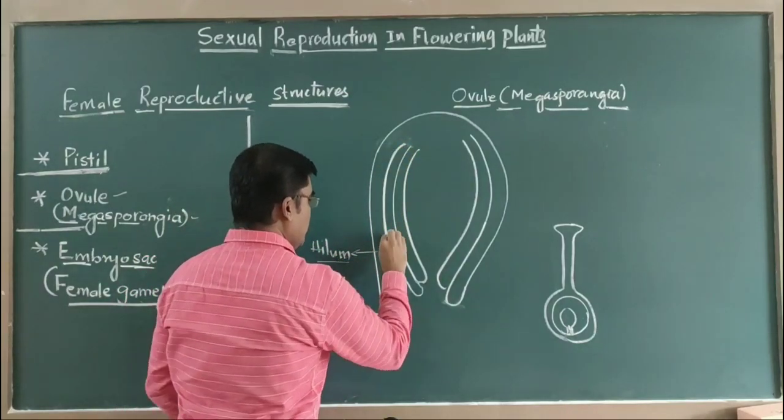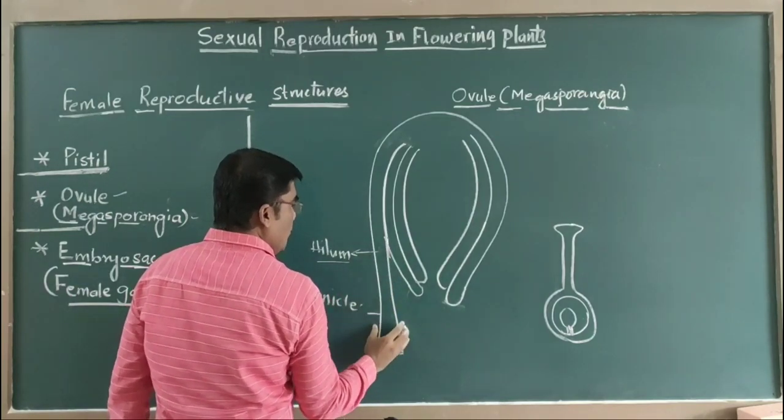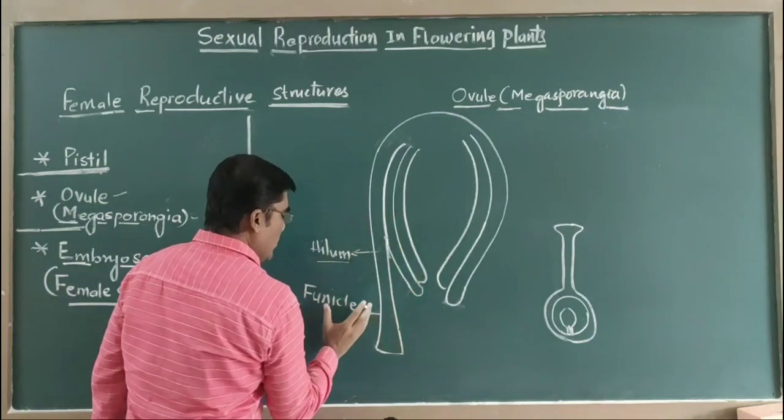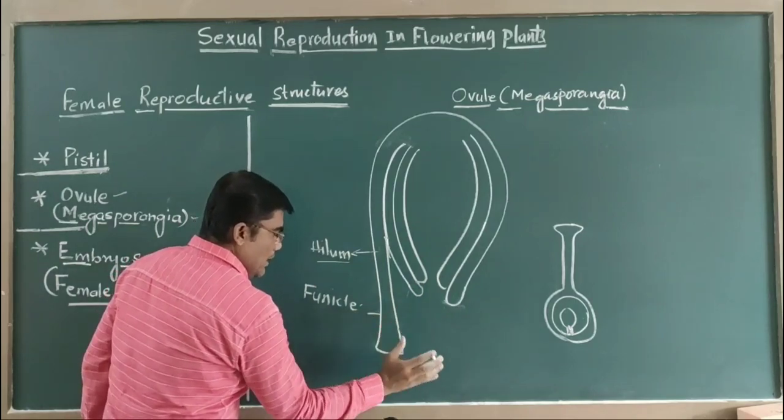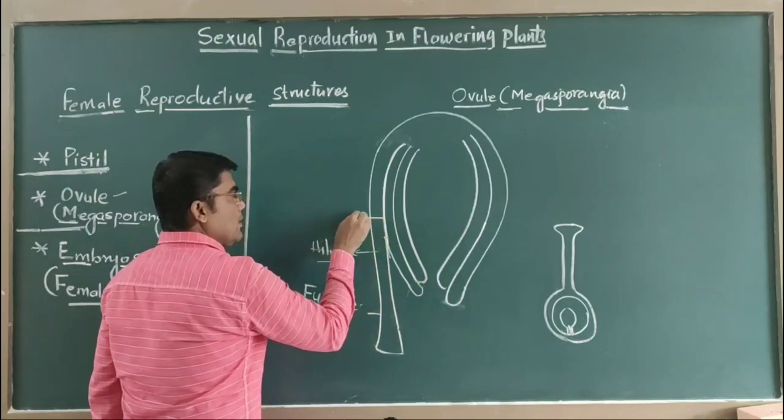This is stalk. Due to the attachment of this funicle to the body of ovule, there is a formation of a ridge.